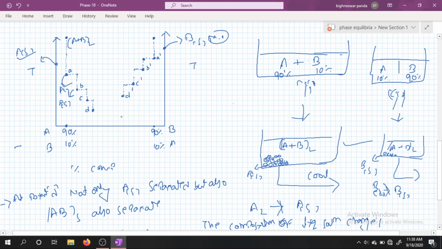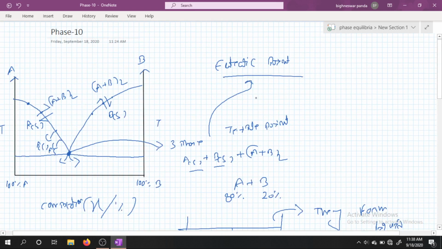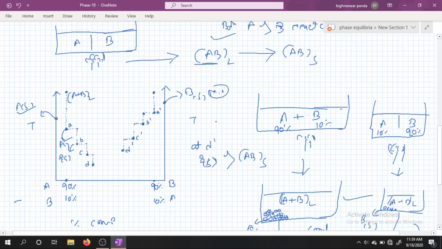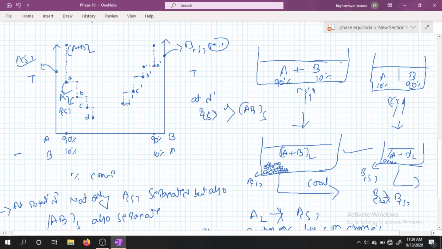So it is found that at D dash, B solid is resulted, as well as AB solid is resulted. But what happens here? Here B solid is resulted at this eutectic point, there is a result of formation of A solid apart from B solid. But here no A solid is formed, but AB solid is being formed.